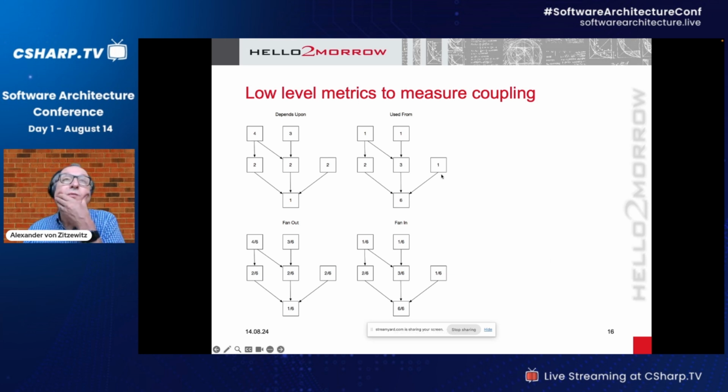Now, the input metric for average component dependency is the depends upon value. So we just explained depends upon. This is a graph of the same thing. This only depends on itself. This one only depends on this and on itself, and so on. That's how you get the numbers.